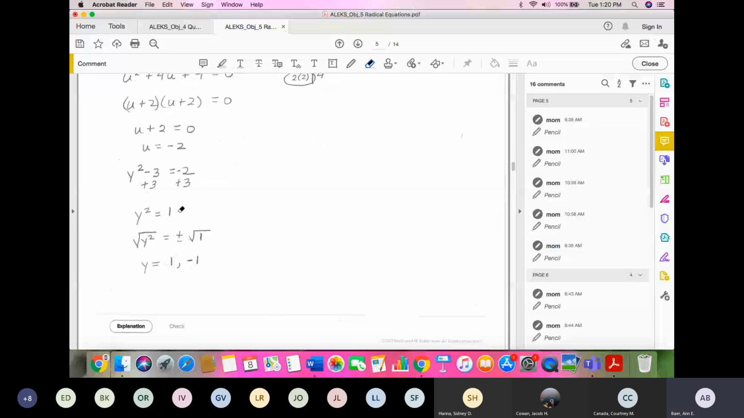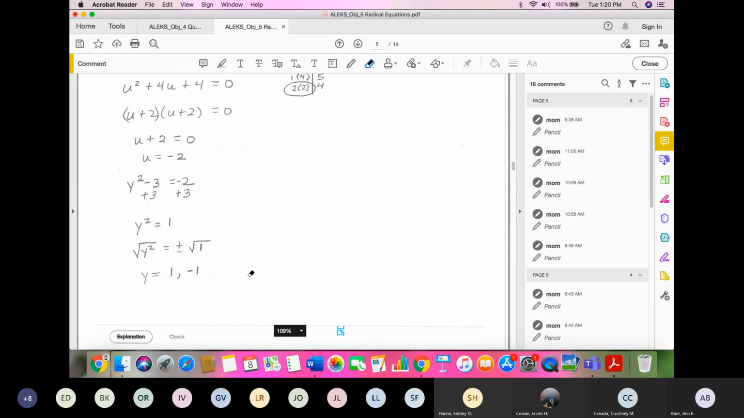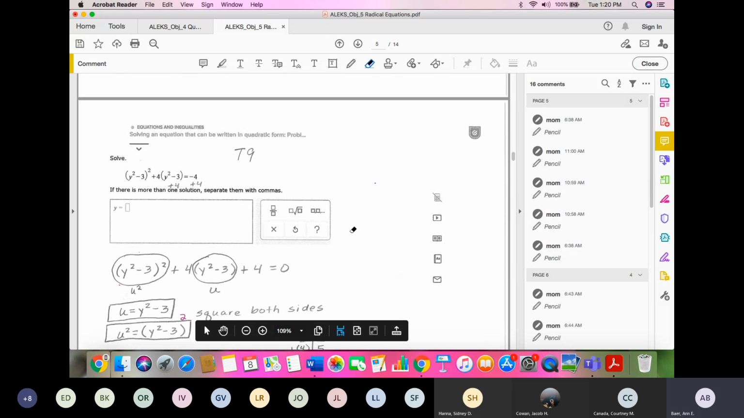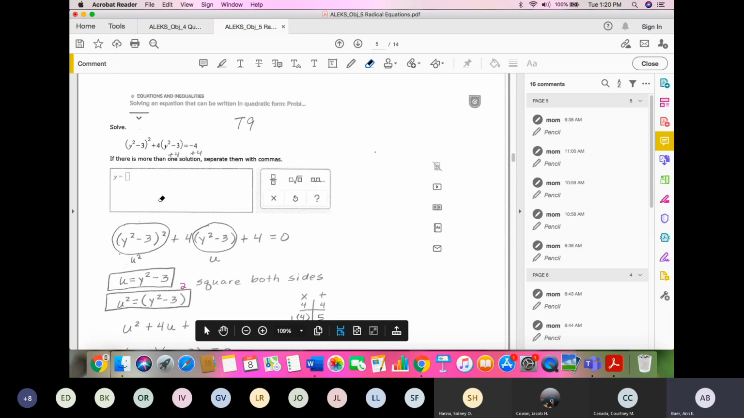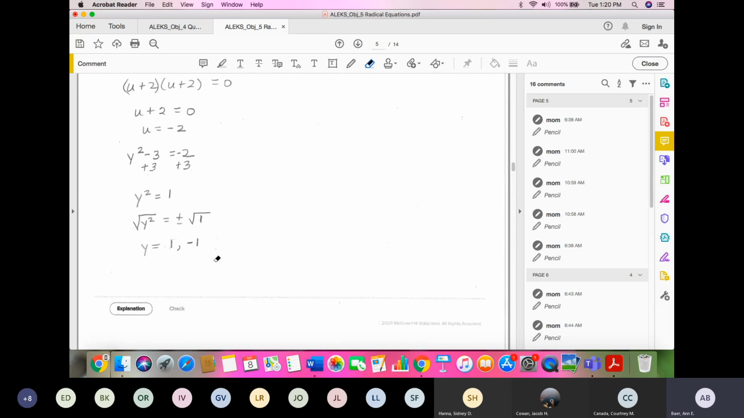Now, we take the square root of both sides, but we need to put the plus or minus with one of the sides. What's the square root of 1? 1 times 1 is 1, so the square root of 1 is 1. You could even do it on your calculator using that square root that I showed you. So the square root of 1 is 1, and we get positive 1 and negative 1 as our answers. Now, let's just check. Are we working with y's in the original problem? Yes. Our answers are 1, comma, negative 1.